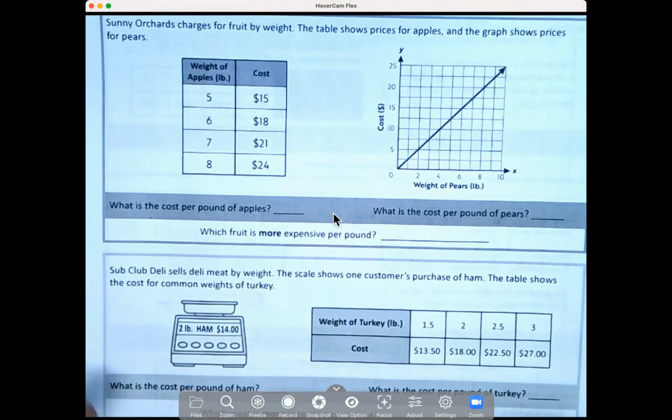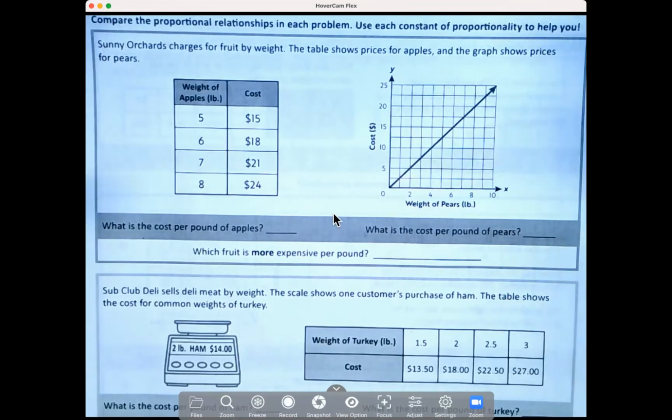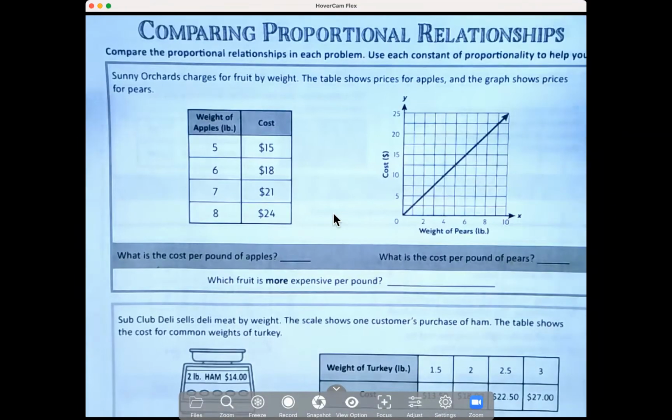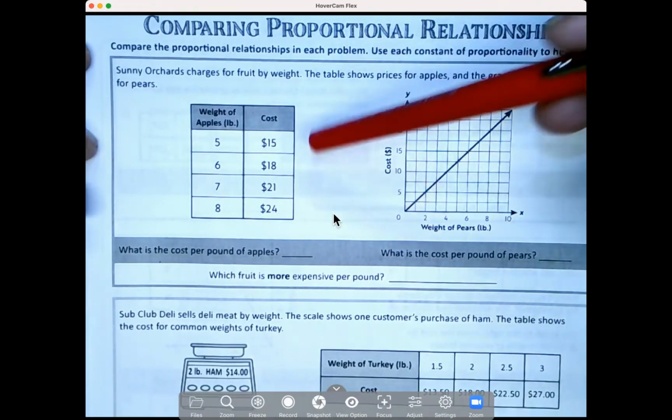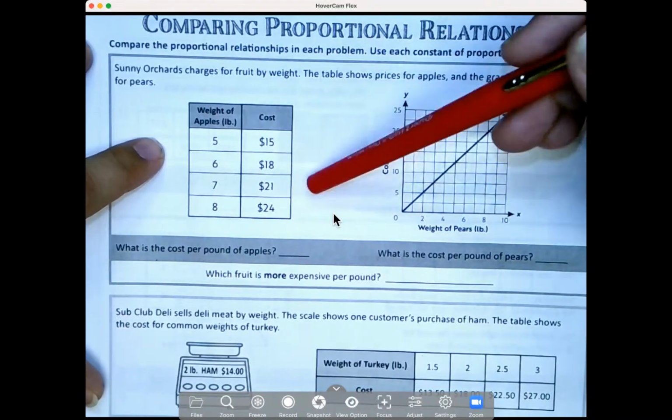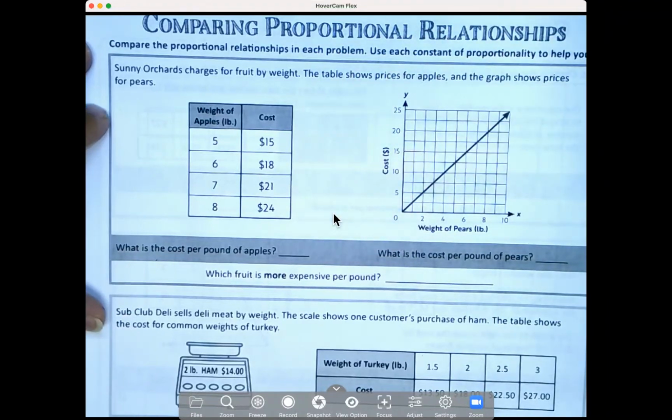All right. Then we get to here, and we need to talk about comparing proportional relationships. The students will need to know which proportion is greater or less than the other values. And so this is a really good worksheet on doing that. So to compare proportional relationships in each problem, they first need to be able to find k, the constant of proportionality.